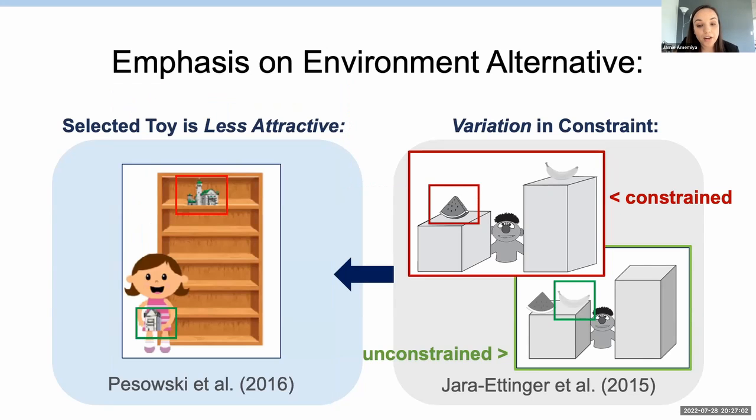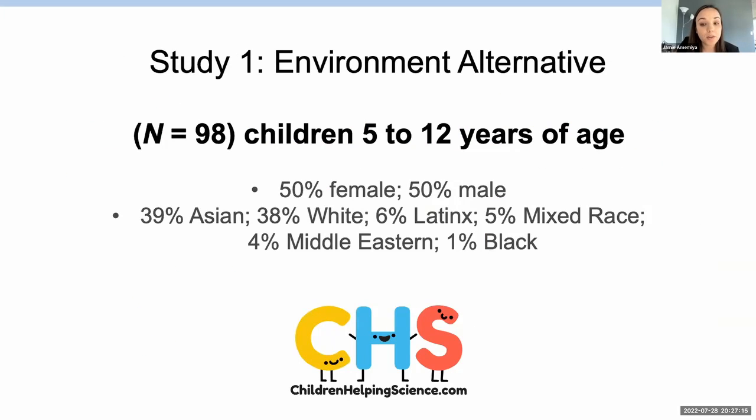So to answer whether children are robust in their sensitivity to constraints, we remove both of these scaffolds and examine if they still successfully refrain from inferring preferences. So children in our sample were ages 5 to 12 years old. And for the purposes of the results here, I'll collapse across age and not be talking about age differences, but happy to answer questions in the Q&A.